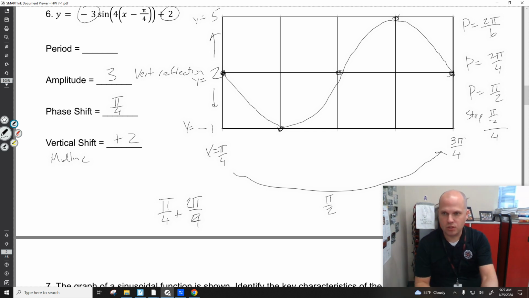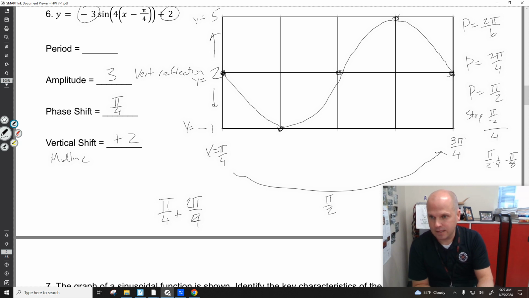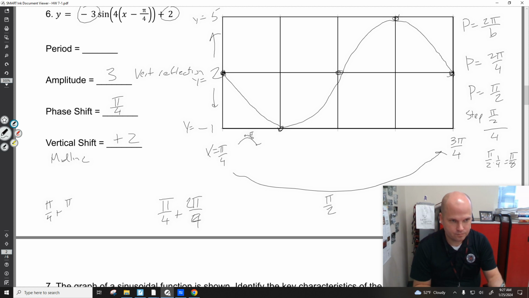Well, pi over 2 divided by 4 is the same as pi over 2 times 1/4. And I get pi over 8. Okay, now this is tricky. I need to add pi over 8. Okay, pi over 4 plus pi over 8. That's 2 pi over 8s plus 1 pi over 8. I get 3 pi over 8s.